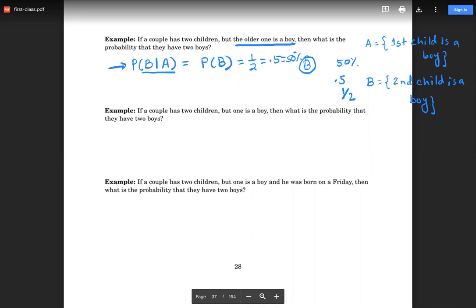Please do keep in mind that these probability problems could be confusing, and it's likely that you may make mistakes, and I do make mistakes too.